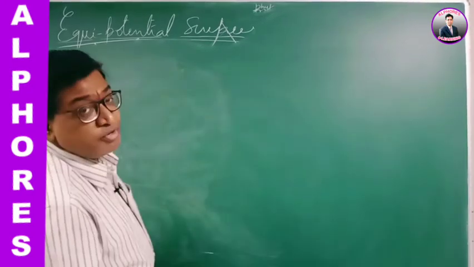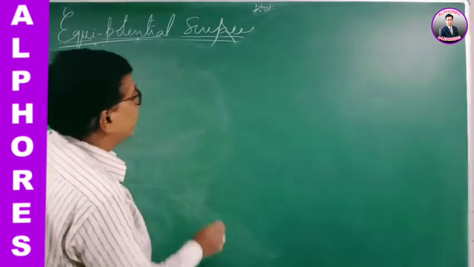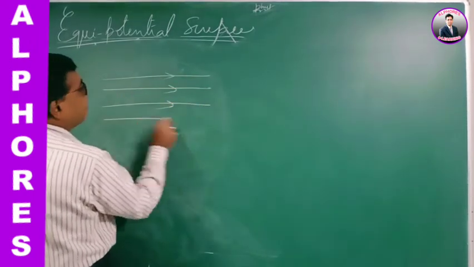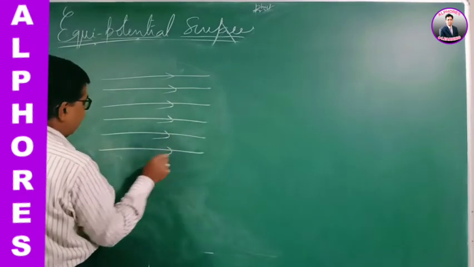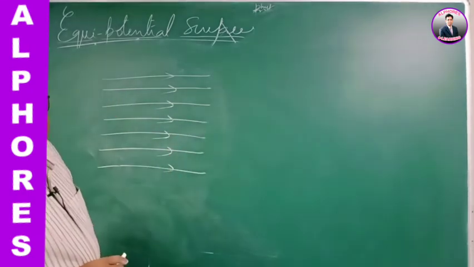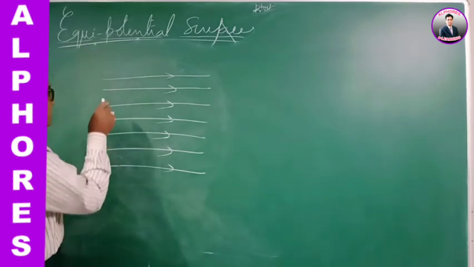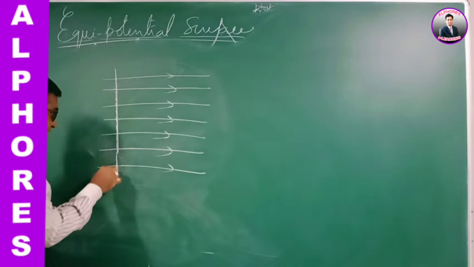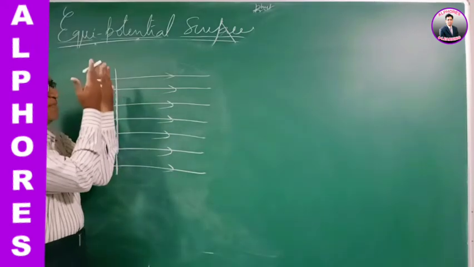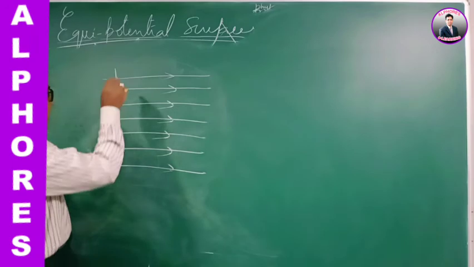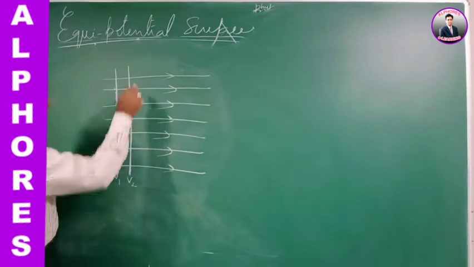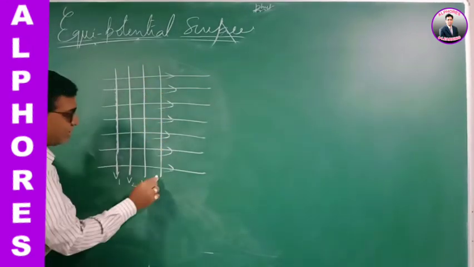Suppose I take a uniform electric field, where the electric lines of force are parallel like this. Then the equipotential surfaces are planes. Consider all the points perpendicular here. This is a plane where all the points are at the same potential, so this plane is an equipotential surface. And another plane here is another equipotential surface. Here the potential is V1, then V2, another plane V3, another plane V4.